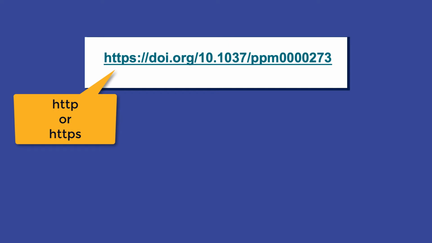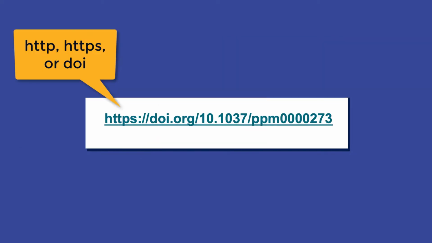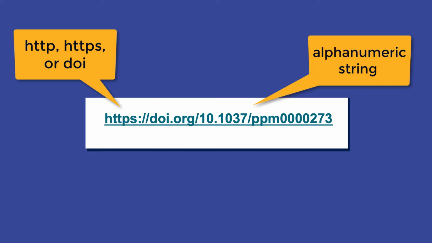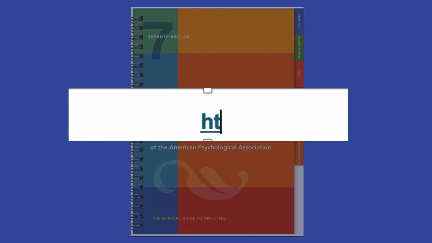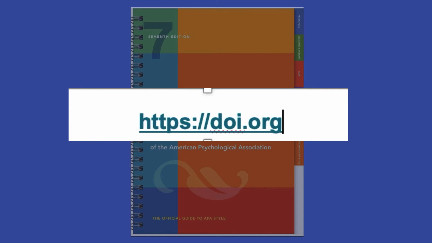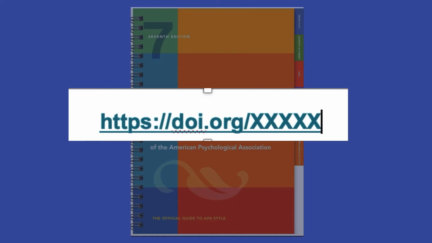First, it will start with either HTTP, HTTPS, or DOI. This is then followed by a unique alphanumeric string that identifies the content and provides a persistent link to its location on the internet. You may see older works that use a different format for DOIs, but the 7th edition of the Publication Manual follows the hyperlink format set by the International DOI Foundation, which is https://doi.org/ and then the alphanumeric string.